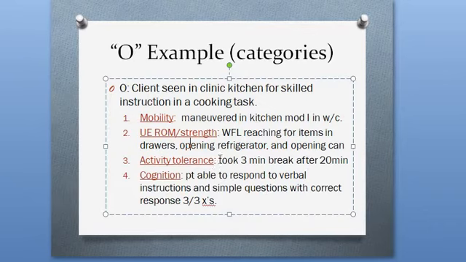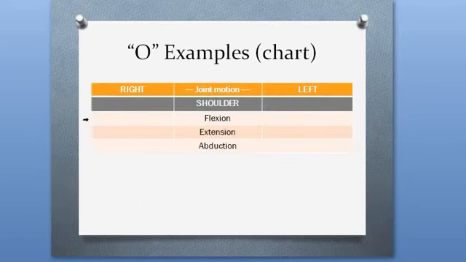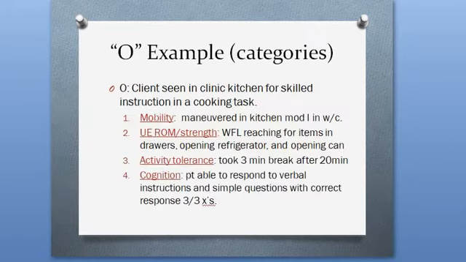If this said completed the task in 20 minutes with no rest break, there is nothing that's skilled that you're really working on there, then that has been stated in the objective. I'm not saying it didn't happen, but you really want to look at what was stated and where your skilled intervention came in. That's the most important part of the objective. And I hope that makes sense. Again, reach out to us with any questions.